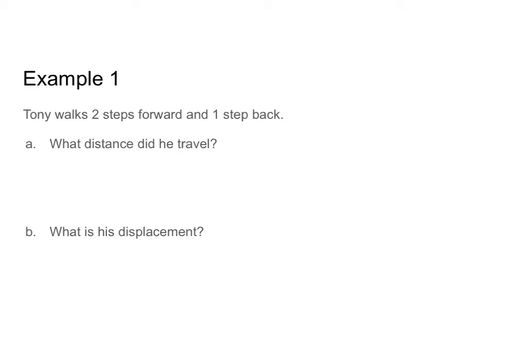So let's go ahead and do an example. And this one is nice and simple. So we've got Tony, who's going to walk 2 steps forward, which I'm going to go ahead and highlight in blue. And then he's going to go ahead and take 1 step back. So we're going to start by figuring out the distance he traveled. And I'm going to go ahead and underline distance. I'm going to change the color to yellow here. So I want to figure out how many steps Tony took. So again, remember, how many steps?